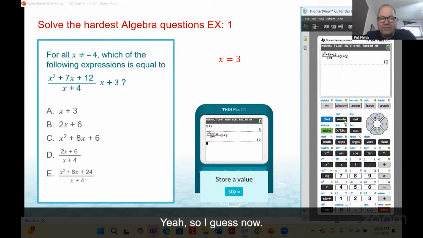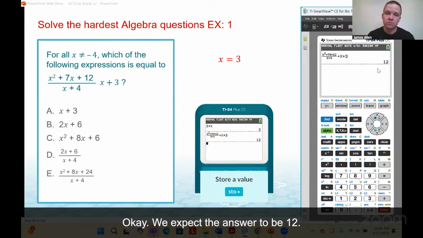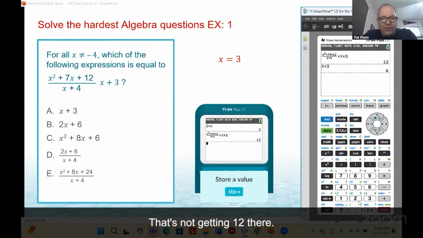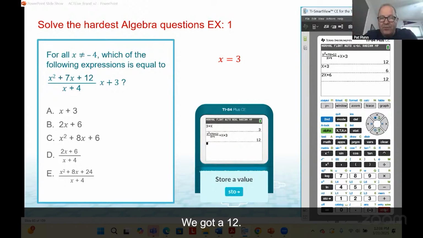So now we expect the answer to be 12, if those two things are equivalent or equal. So if I type in x plus 3, that's not 12. 2x plus 6. Hey, that's 12. We got a 12.